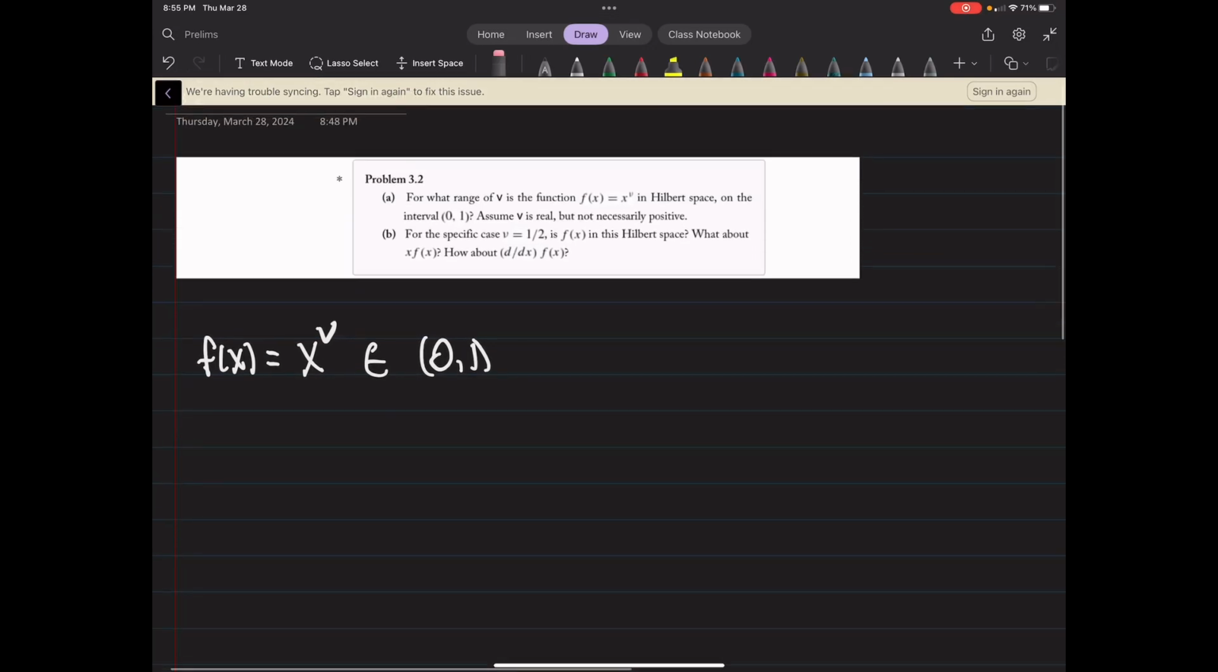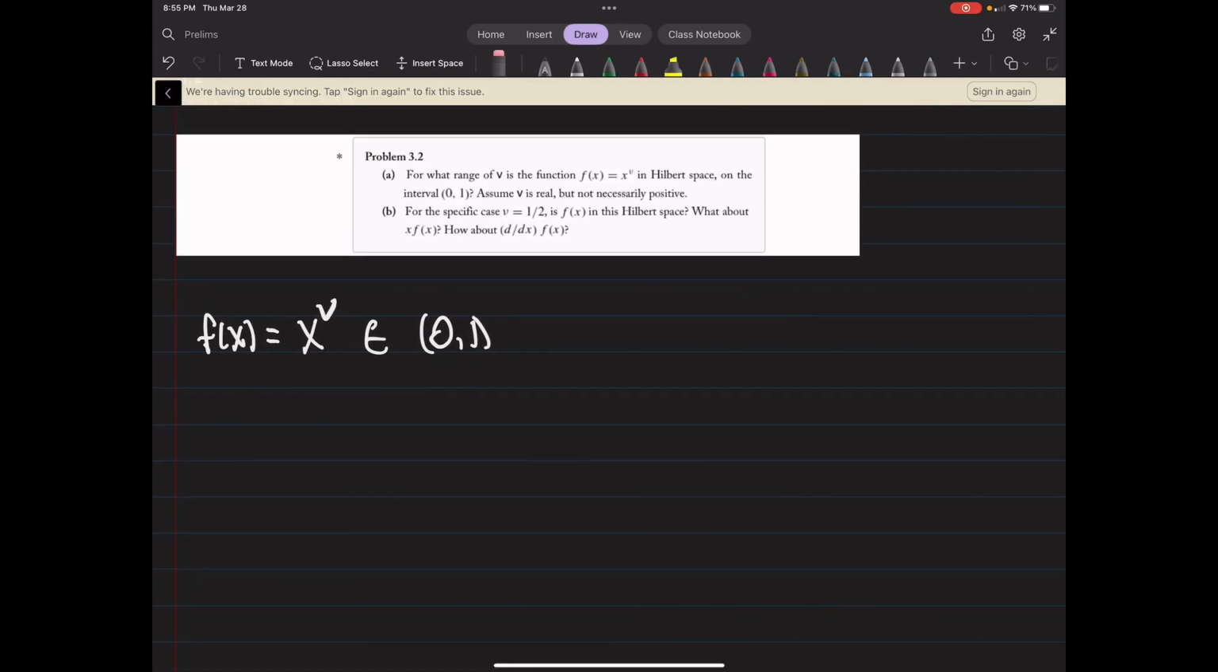So this is problem 3.2 out of Griffiths' Introduction to Quantum Mechanics.